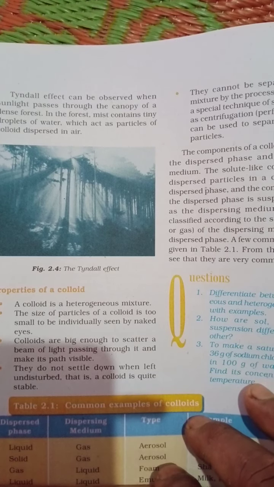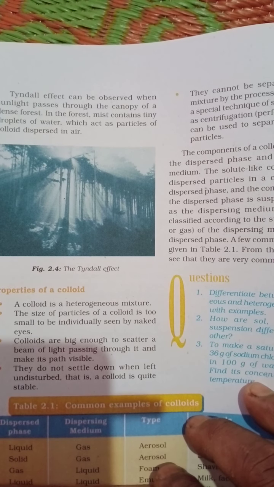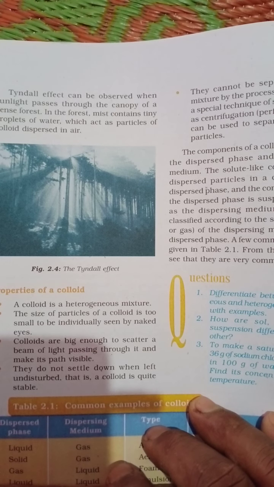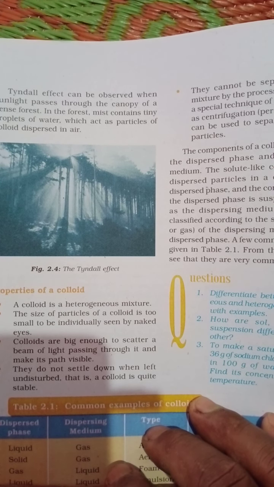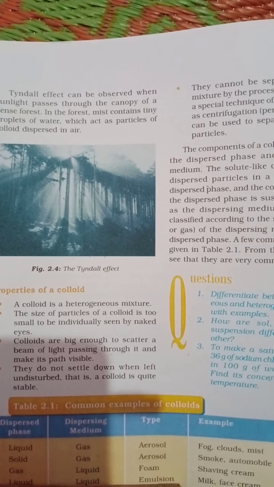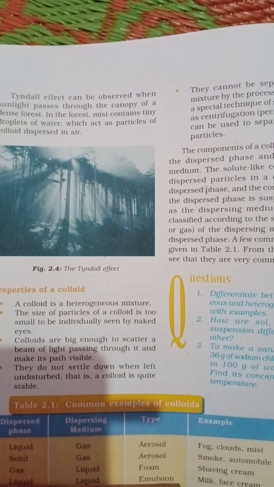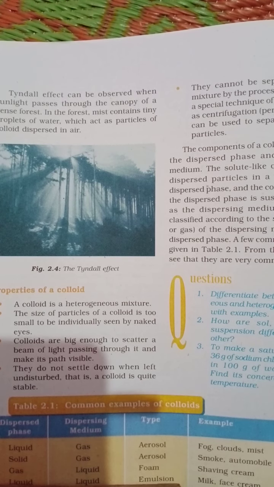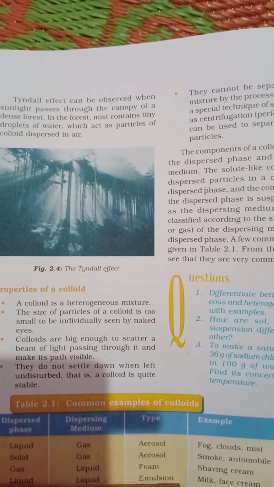The Tyndall effect can be observed when sunlight passes through a dense forest where water vapor is present, and the water vapor acts as colloidal particles. So you can see the images. In the image, you can observe the tree as if it goes inside the root, that is, in the opposite direction. This is because light is scattered completely in the opposite direction, that is at 180 degrees. Now the properties of colloids.